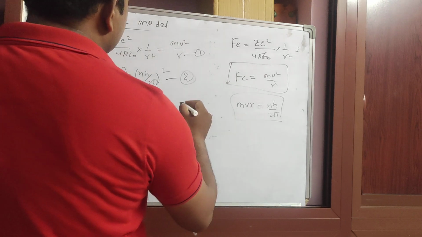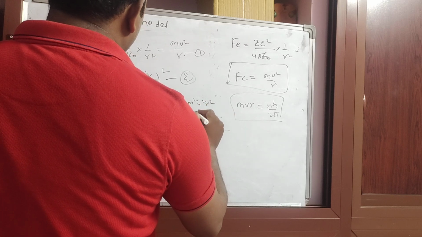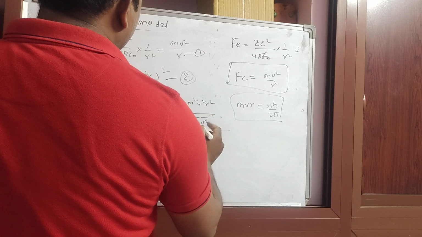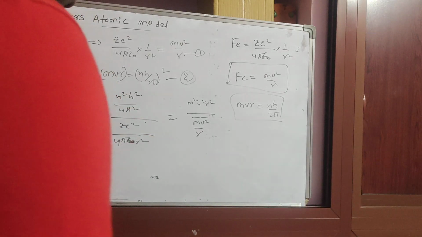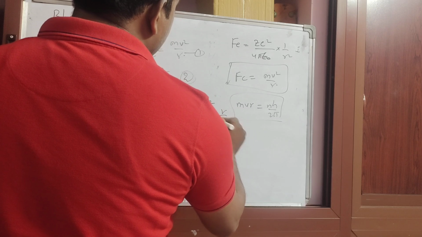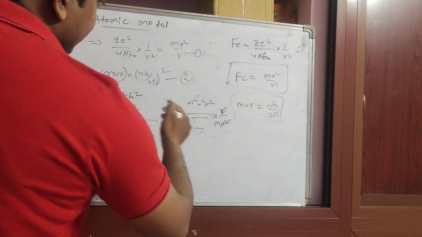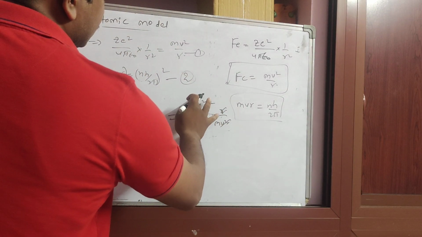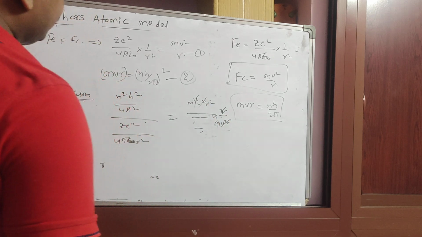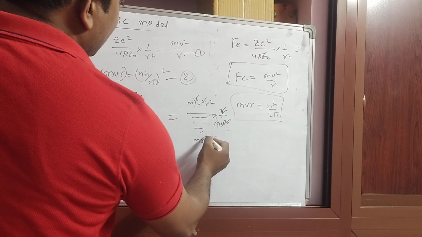Next to this, in this case, m square v square r square by mv square by r. In this case, what will happen? v square will be cancelled. M square and m will cancel, only one m is there. mr cube.